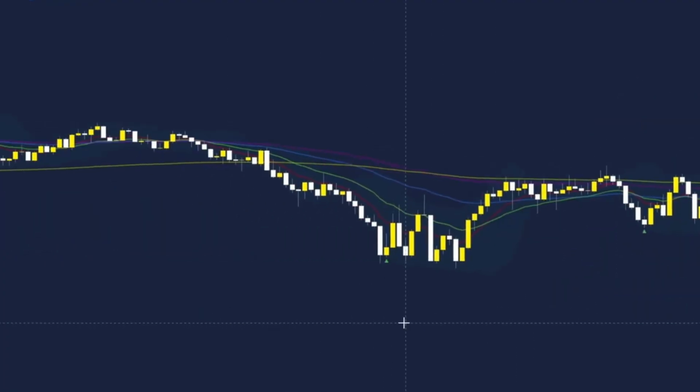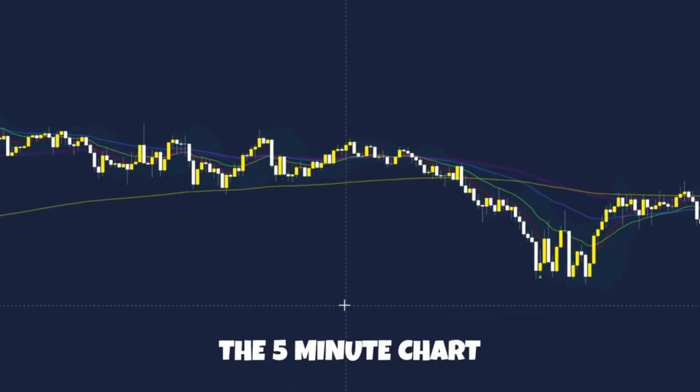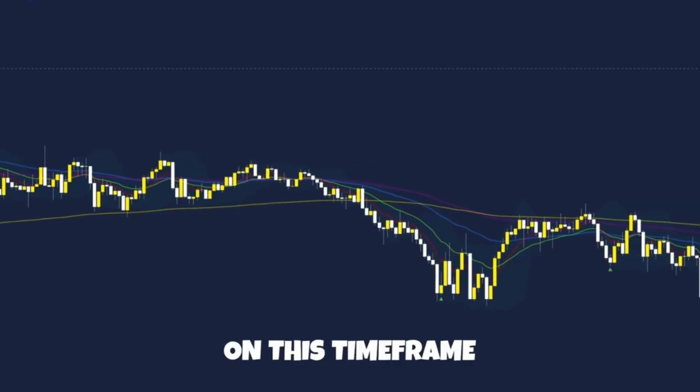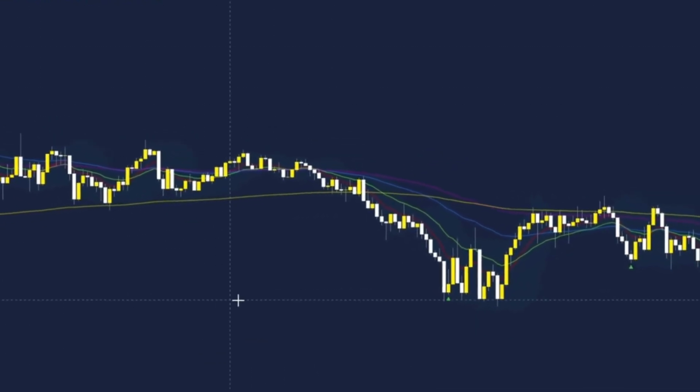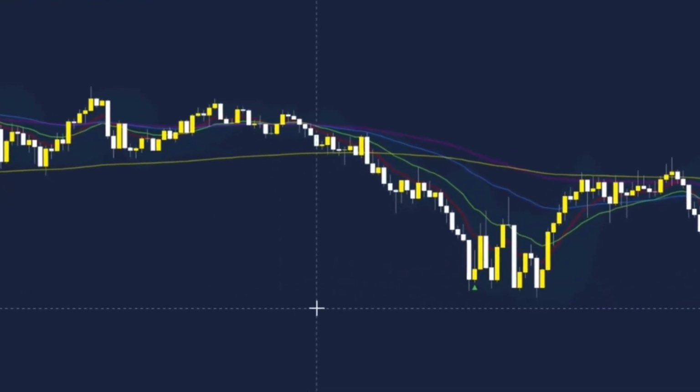So let's get back to it. We're going to be targeting the high and low of the market. I'm focusing on the 5-minute chart. So we'll be watching for the high of price and the low of price on this time frame. But don't worry, this extreme signal indicator will tell us exactly where to enter with precision.